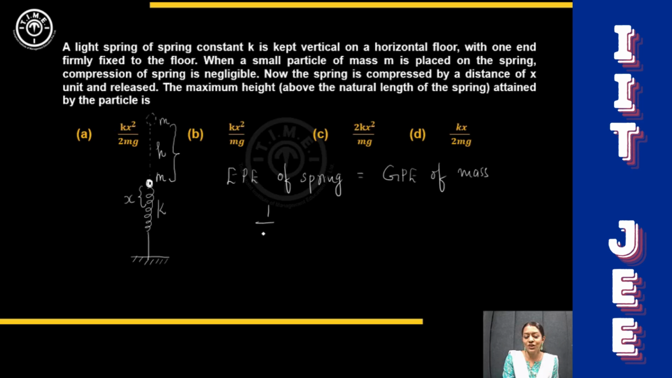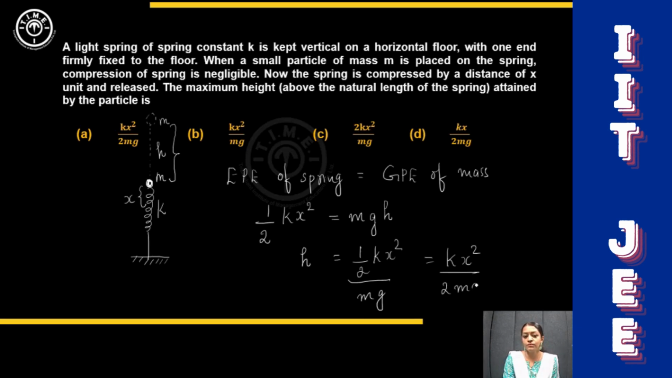Elastic potential energy of the spring is given by the equation half kx square, and gravitational potential energy of that mass is given by the equation mgh, because the mass is raised to a height h above the natural length of the spring. So the equation for GPE is mgh. Now what you have to find is the expression for h. So from here you can write h is equal to half kx square divided by mg. So this will give you the answer as kx square divided by 2mg. So the answer for this question is option A.